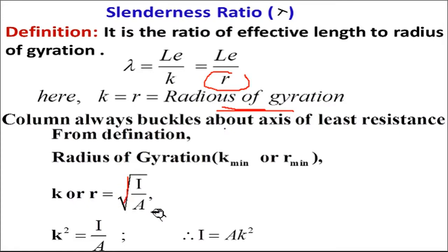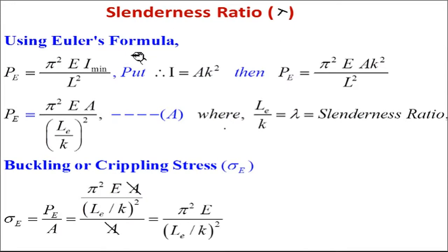The square root of moment of inertia by A is the definition of radius of gyration, R or K. Squaring this, you will get K square is equal to I by A, or I is equal to A K square. So for the slenderness ratio lambda, using Euler's formula, pi square E I minimum upon L square. This is Euler's formula. Put I is equal to A K square.